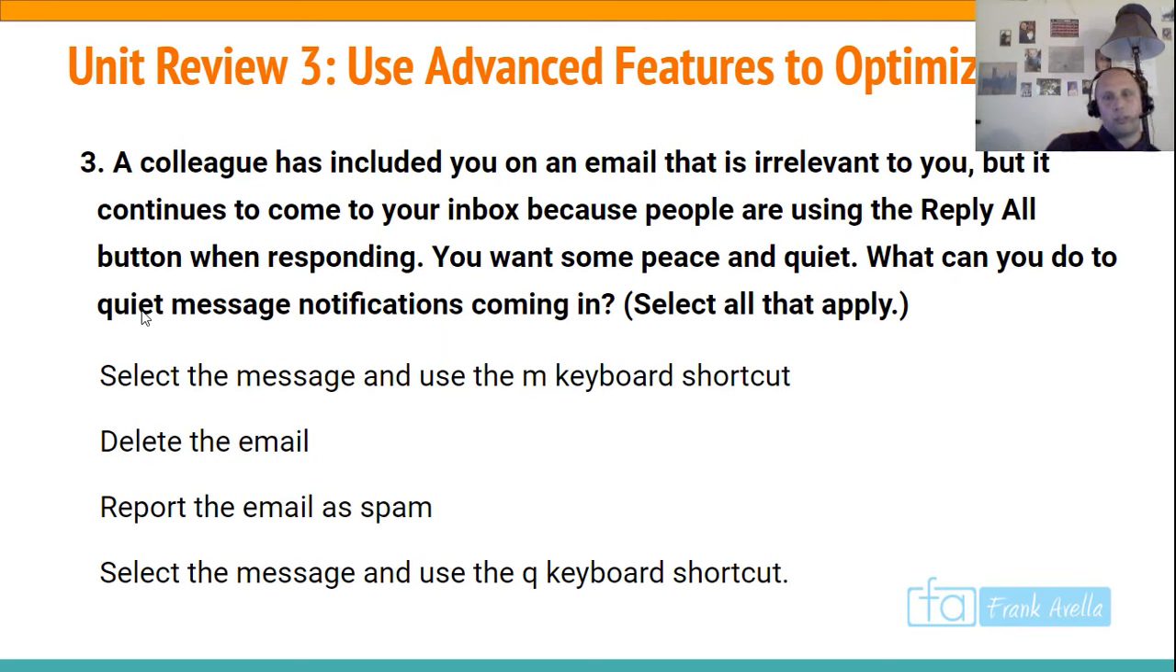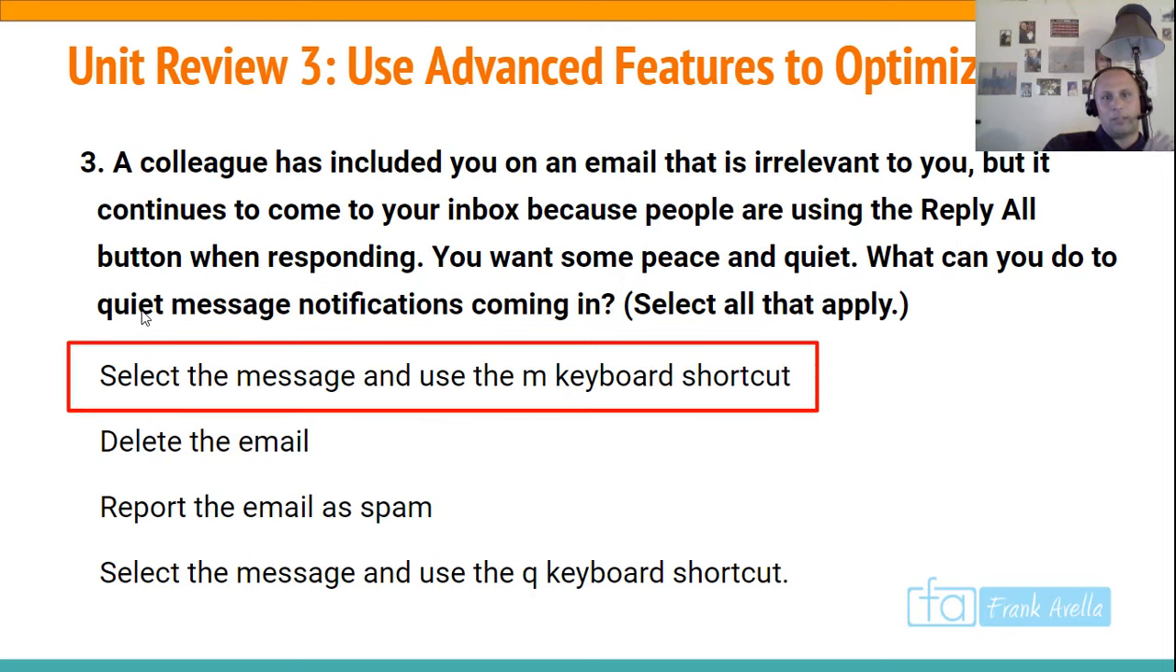A colleague has included you on an email that is irrelevant to you, but it continues to come into your inbox because people are using the reply all button when responding. I hate when that happens. You want some peace and quiet. What can you do to quiet the message notifications coming in? Select the message and use the M keyboard shortcut. Very cool. The person that does that all the time is our biology teacher.